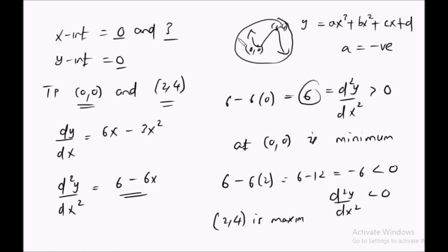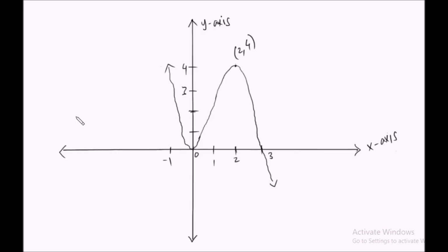So don't forget the x-intercept and the what? And the y-intercept. So when I draw my graph, it's going to look like this. You see? So hapa ni minimum point 0,0, hapa ni maximum point 2,4. So this is my curve now. Hii ndo curve yangu y sasa na 3x squared minus x cube.